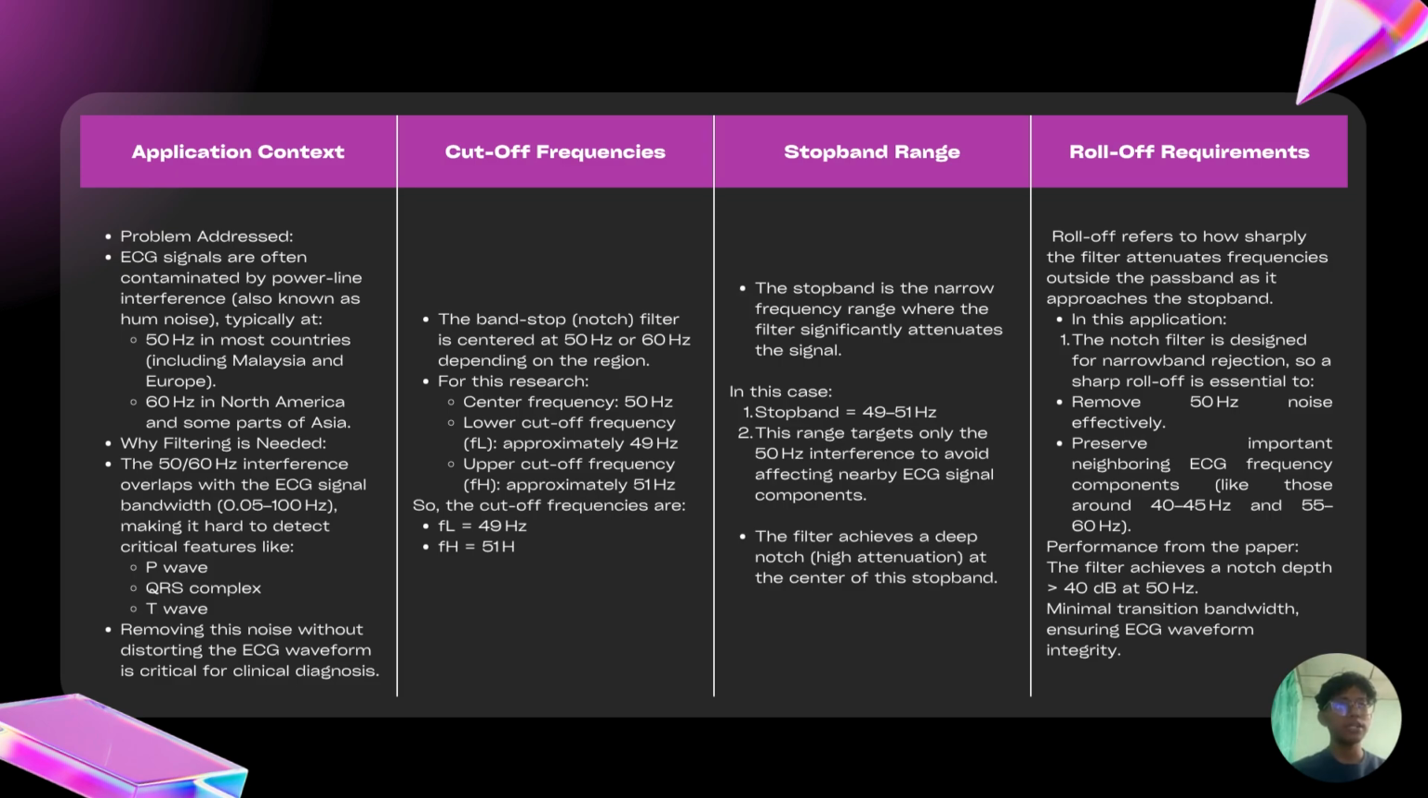And the last but not least, roll-off requirements. Roll-off refers to how sharply the filter attenuates frequencies after the pass band as it approaches the stop band. In this application, the notch filter is designed for narrowband rejection, so sharp roll-off is essential to remove 50 Hz noise effectively and preserve important neighboring ECG frequency components such as those around 40 to 45 Hz or 55 to 60 Hz.